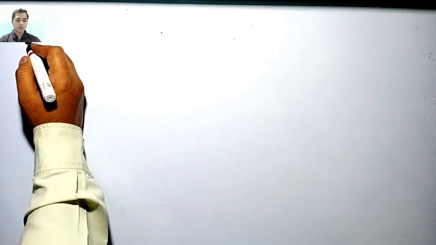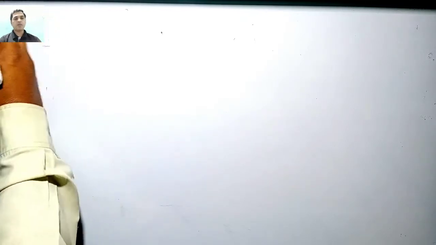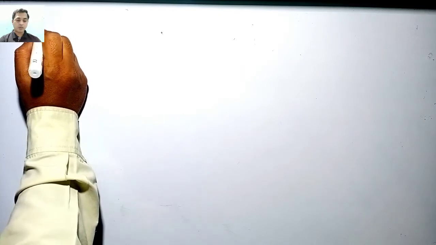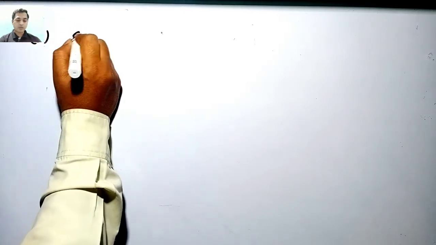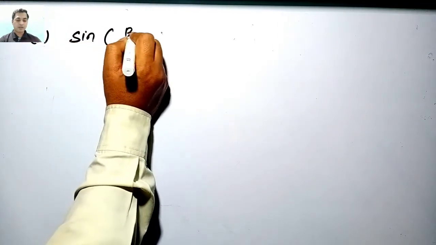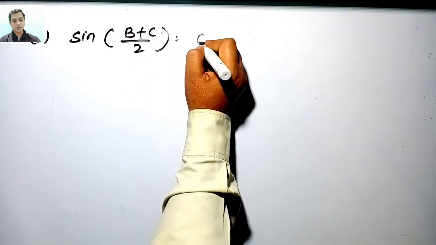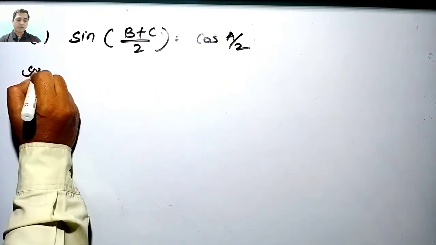Let us see the next one. This is question number 6: sin((B plus C) divided by 2) is equal to cos(A by 2). We have to prove this one.